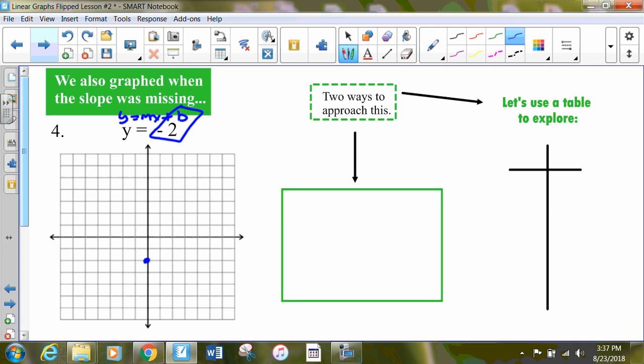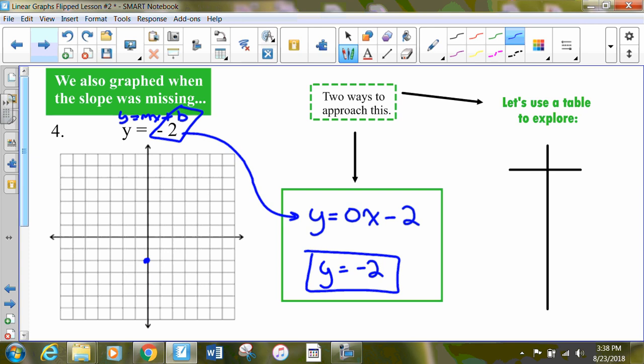We could either rewrite this, and we looked at this in class, as y equals 0x minus 2, right? Instead of writing y equals -2 like we see that, the x is missing here because there isn't an x. If there's no x, we don't write it. Or we could always just write 0x because it means the same thing, that there are no x's. But when we write it like that, it's easier to see that it's in mx plus b form, right? We can see that the slope is 0. We can see that the y-intercept is -2.